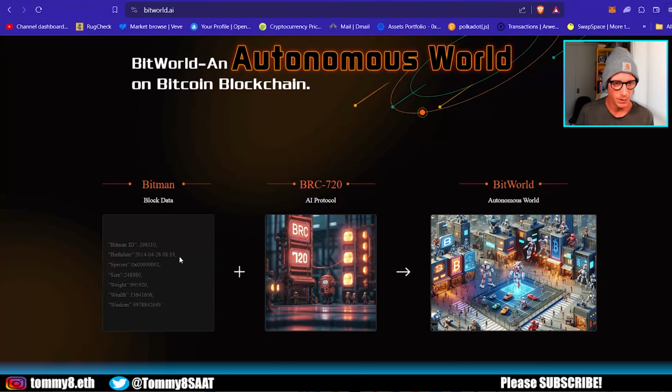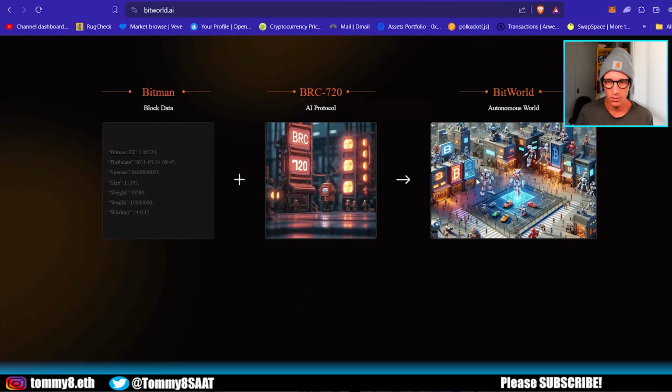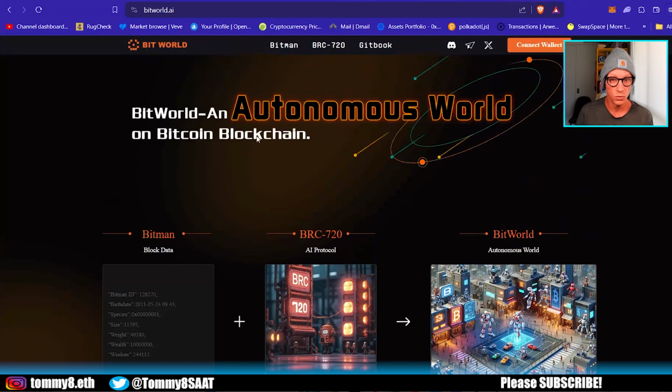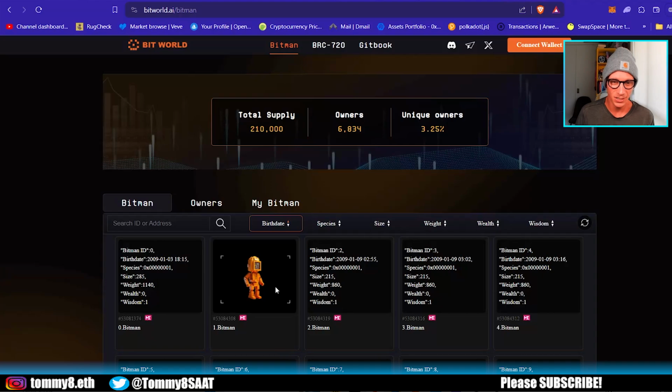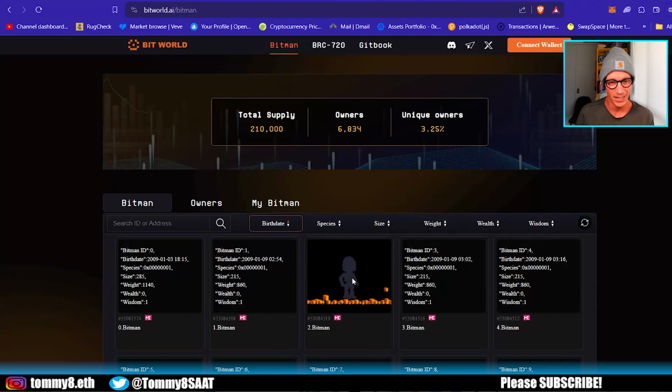So basically your Bitman is all this block data, and what it will do is create you an avatar that you can use in the metaverse. So here they are, here's all the data, and then it forms into this. So this is from birth date. That's the first one that was ever created, and that's the second one that's ever created. It looks exactly the same. And that's the third one. Again, they're all the same.